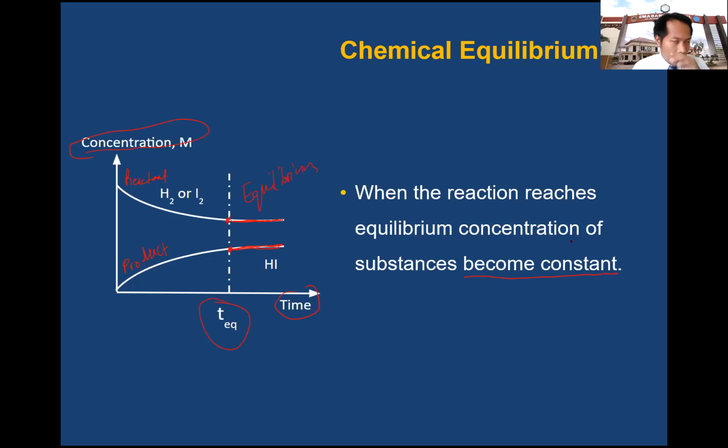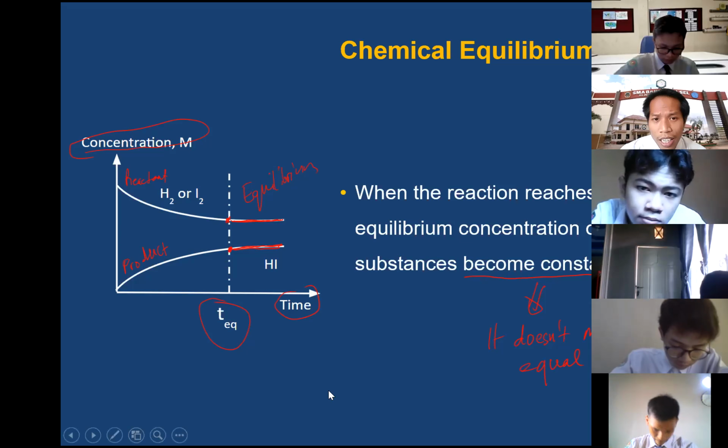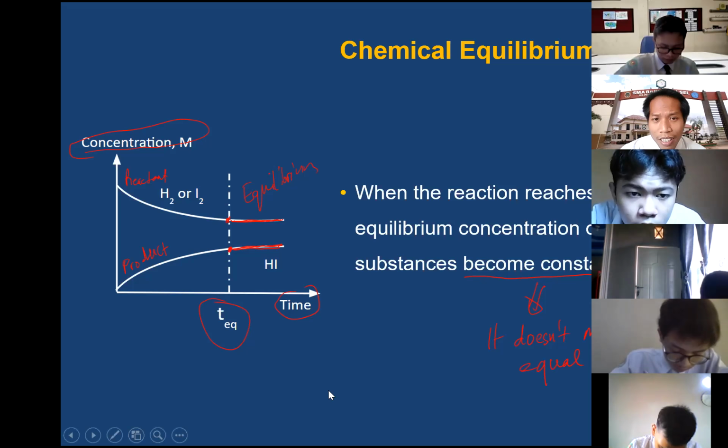Both concentrations become constant, but becoming constant doesn't mean equal. It doesn't mean they must be equal. It's not necessary for the concentration of reactant and product to become equal, but they must be constant. All right. Please try to write this one in your notebook and think about this. If you have a question, please ask.